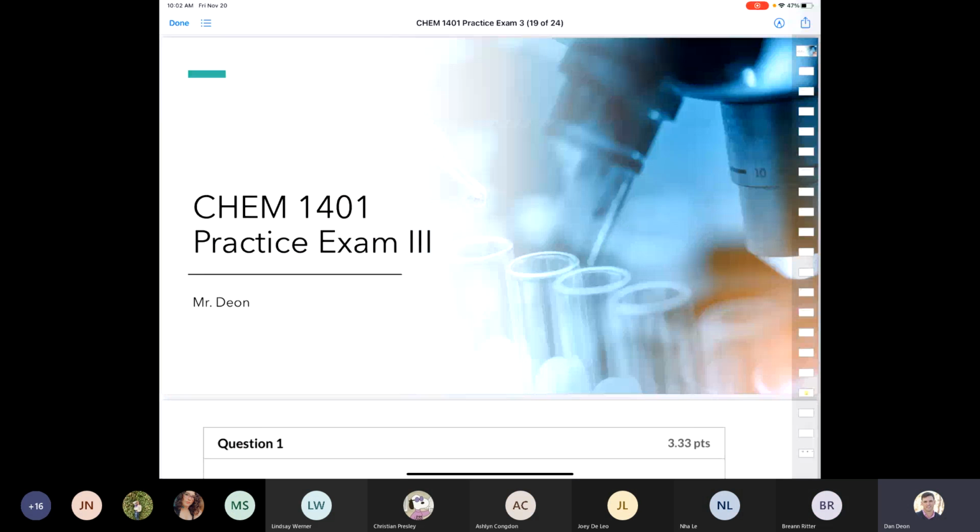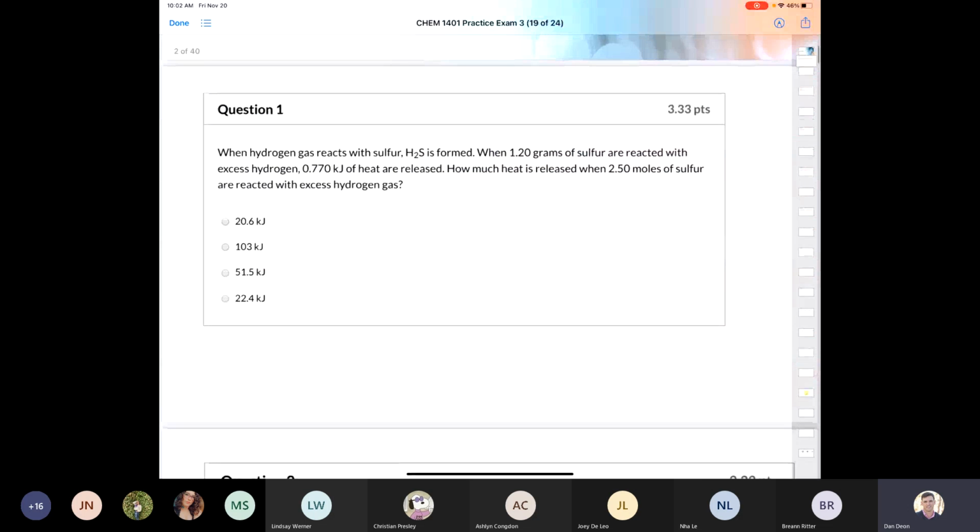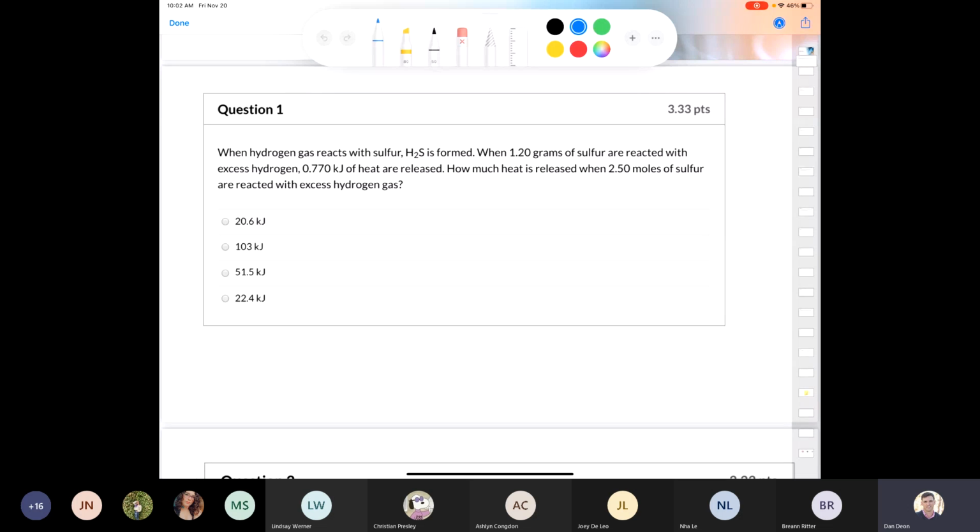All right. Chemistry 1401. This is practice exam 3. Let's get started. On the first question, it says when hydrogen gas reacts with sulfur, hydrogen sulfide is formed. When 1.20 grams of sulfur are reacted with excess hydrogen, 0.770 kilojoules of heat are released. How much heat is released when 2.50 moles of sulfur are reacted with excess hydrogen gas?